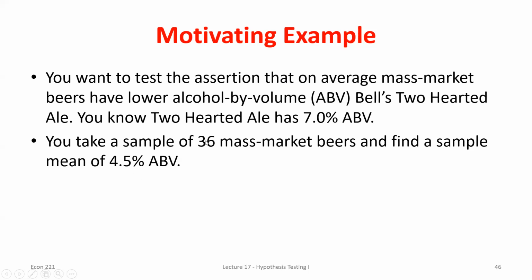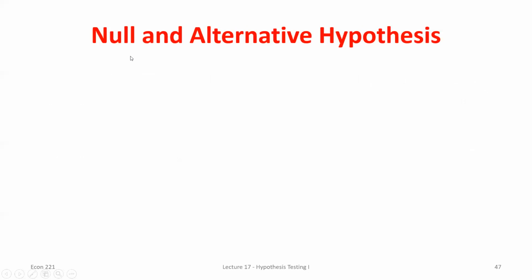But if I only took 36 and there's a high standard deviation of alcohol by volumes across mass market beers, then maybe it's not that unlikely I saw something that far away from 7. Without knowing the standard deviation, I don't know how likely or unlikely it was, okay?